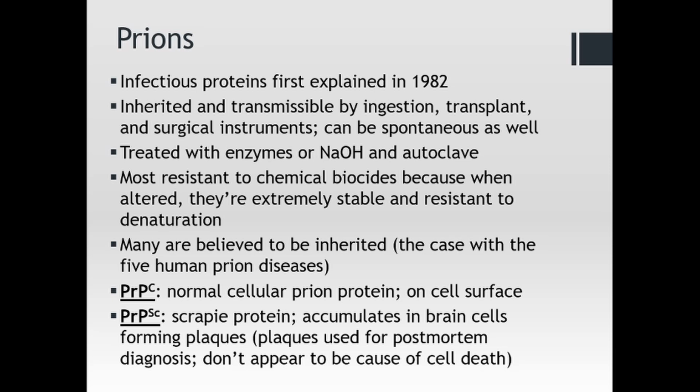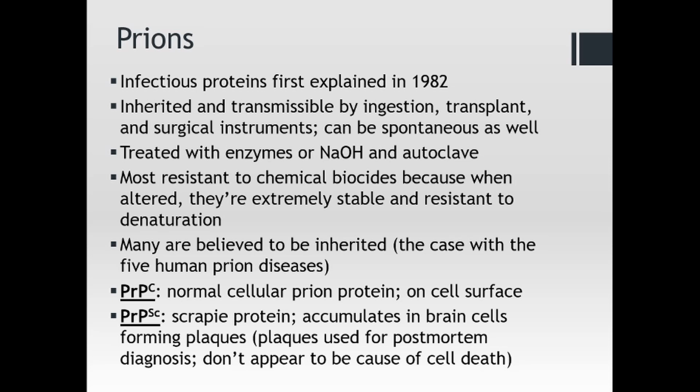And the letters that we use, the PrPC, that's the normal cellular prion protein. Those are the ones that we have that are normal and doing their job. And then you have the PrPSc, which is the scrapie protein. And scrapie was the prion disease that was discovered in sheep in the early 1980s.